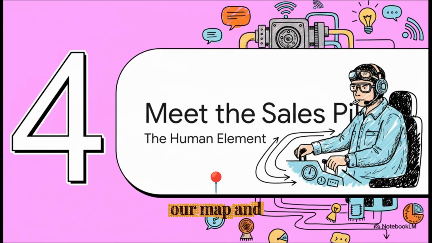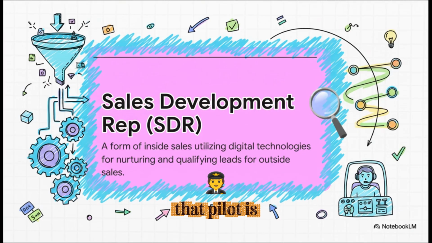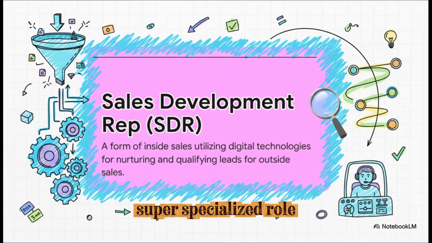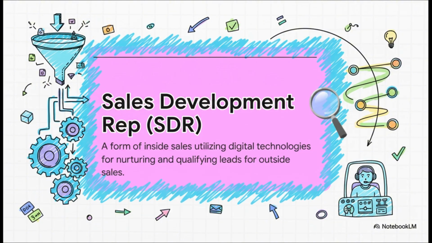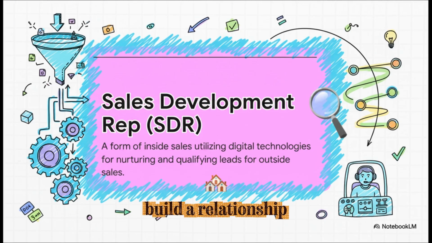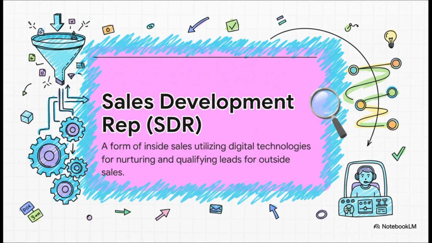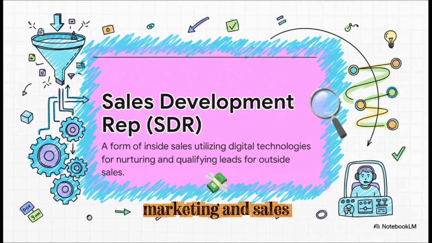So, we have our map, and we have a really powerful engine. But even the most advanced machine needs a skilled pilot at the controls, someone to make the smart calls and handle that crucial human-to-human connection. That pilot is the Sales Development Representative, or SDR. This is a super specialized role that has become absolutely critical in modern business. The SDR's whole job is to take those leads from the marketing engine, build a relationship, make sure they're a good fit, and only then pass them over to the main sales team. They're the ultimate bridge between marketing and sales.